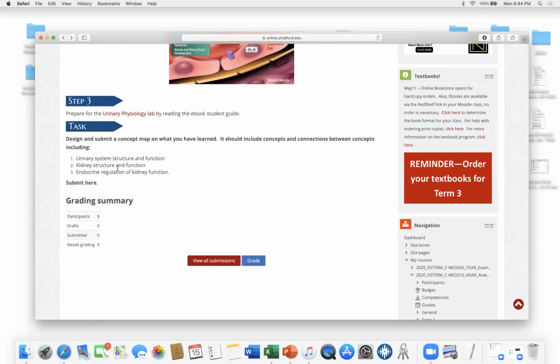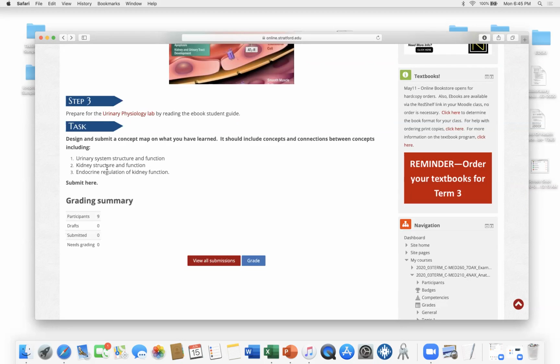So that is an example of endocrine regulation of your kidney function. And you could see how we talked about this particular lecture in 3 parts. You can easily make a concept map in 3 parts, all right?